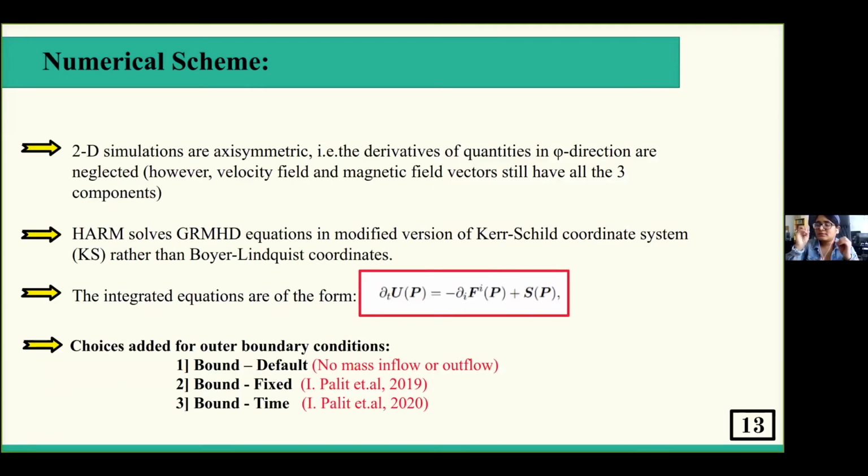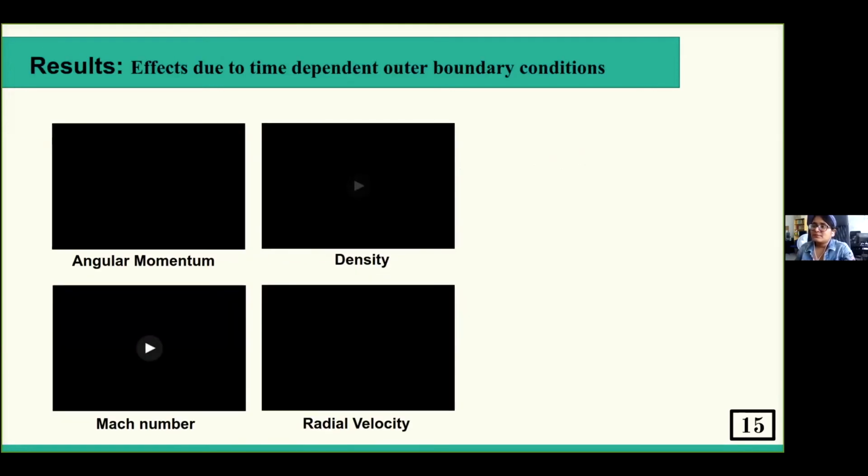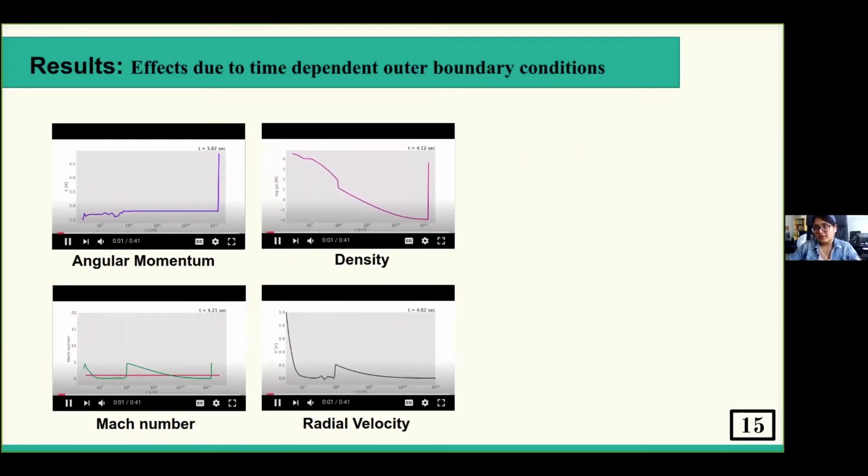And now moving on to the boundary conditions in HARM. The default boundary condition has a free inflow outflow, but we have added further choices of boundary conditions in the code. The code with an outer boundary condition of fixed density was used to study the parameter space for shock formation in one of our earlier studies. And we use the time varying outer boundary condition to study wind fed accretion in Cygnus X-1. So now I will move to my results section.